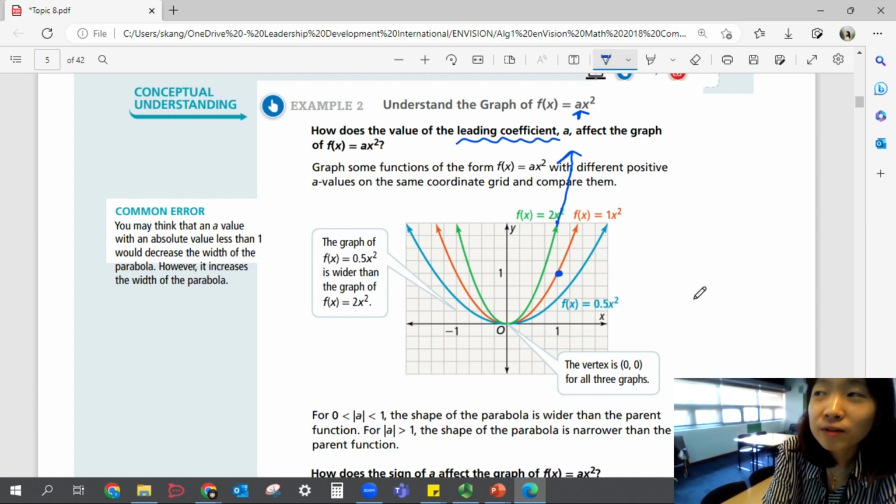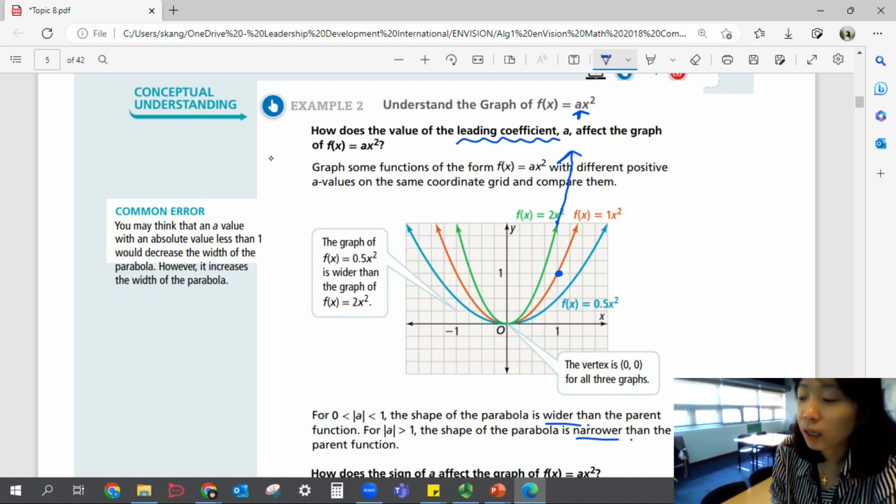So for the parent quadratic function, when a is less than 1 but greater than 0, the shape of the parabola gets wider than the parent function. When a is greater than 1, the parabola gets narrower than the parent function. Okay? So that was part A.